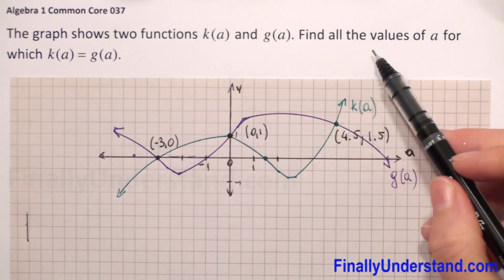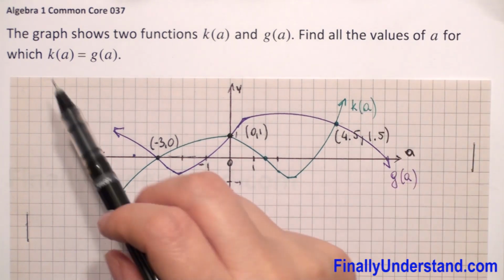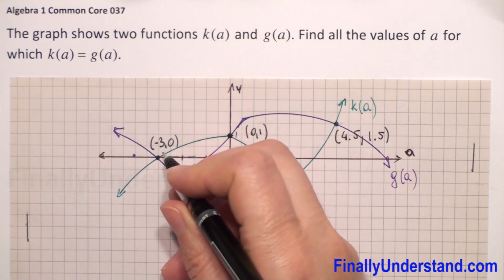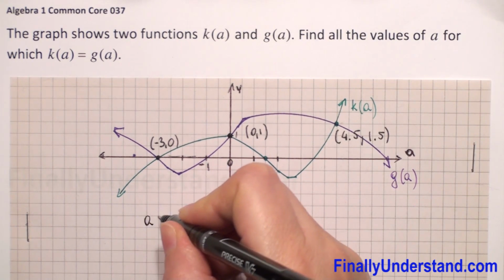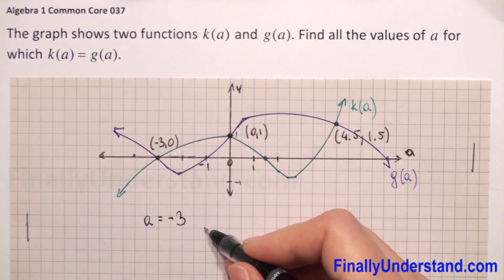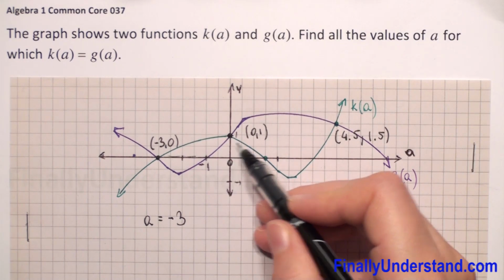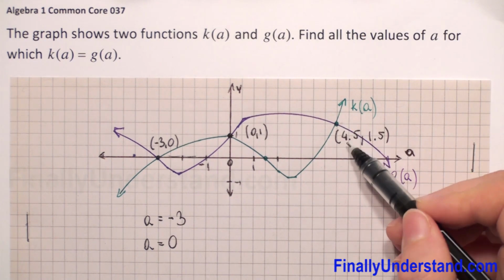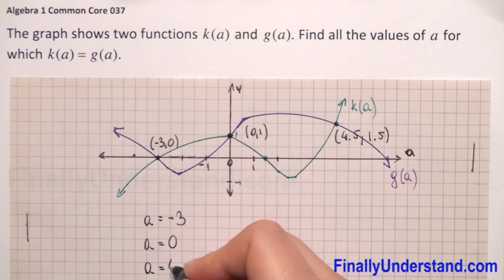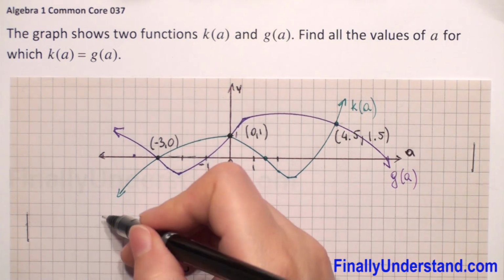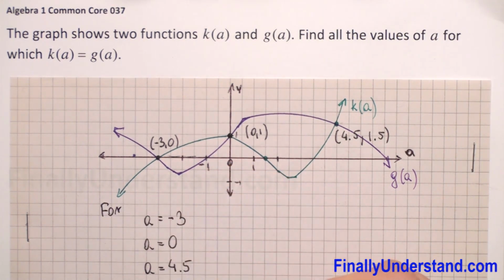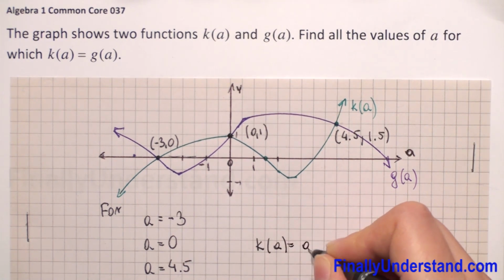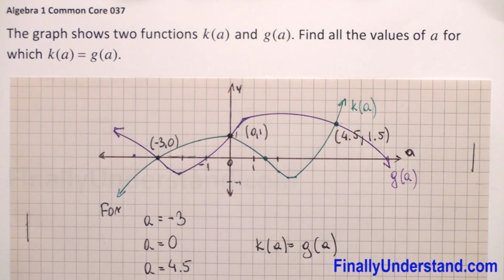We have to find all values of a for which k of a is equal to g of a. So we need to find the a. So, for the first point, the first coordinate a is equal to -3. Next, the first coordinate a is 0. And in the third point, the first coordinate is 4.5. So for these three values, we have that k of a is equal to g of a. This is my solution.